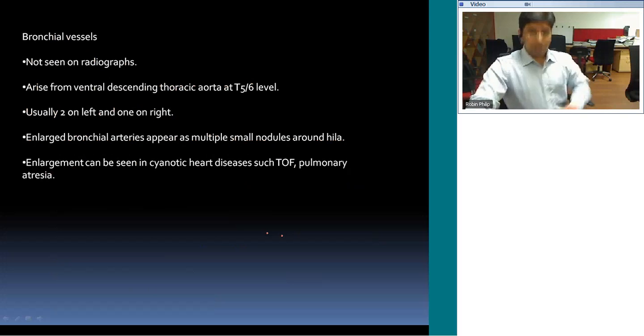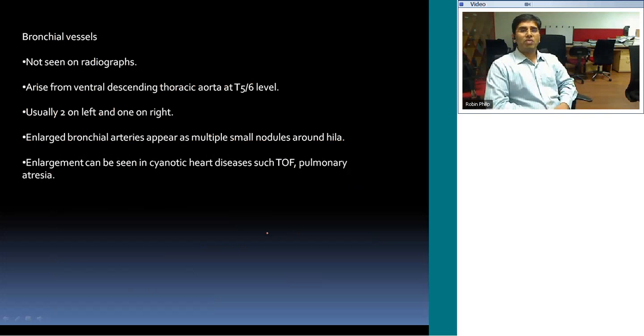The bronchial vessels are usually not seen on radiographs because of their location. They usually arise from the ventral descending thoracic aorta at the T5 or T5-T6 level, usually two on the left and one on the right, and this is highly variable. Enlarged bronchial arteries in congenital heart disease may appear as small nodules around the hila. So once you know the patient has congenital heart disease, look for these collaterals around the hilar shadows.